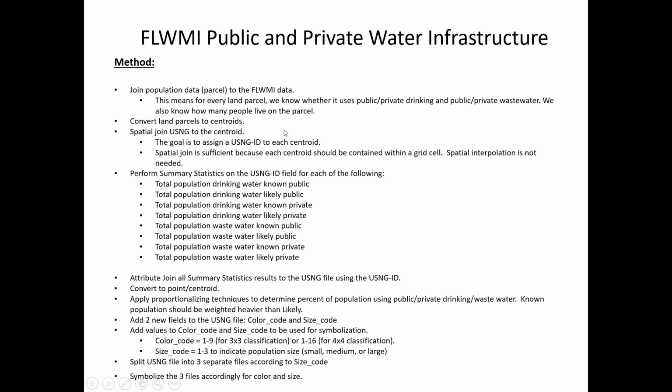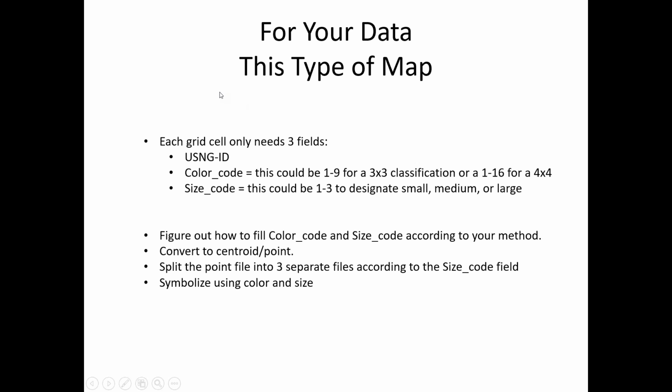I'm going to let you read this yourself one day when you have extra time, but these are the steps that went into making that map. If you wanted to make a map of this type, it doesn't necessarily have to be that complicated. You only need 3 fields: your USNG ID, which you have with you at all times, a color code, and a size code. How you determine what color it should be is really up to you and your method. Then you convert it to a point, split it into 3 files according to the size, and symbolize.